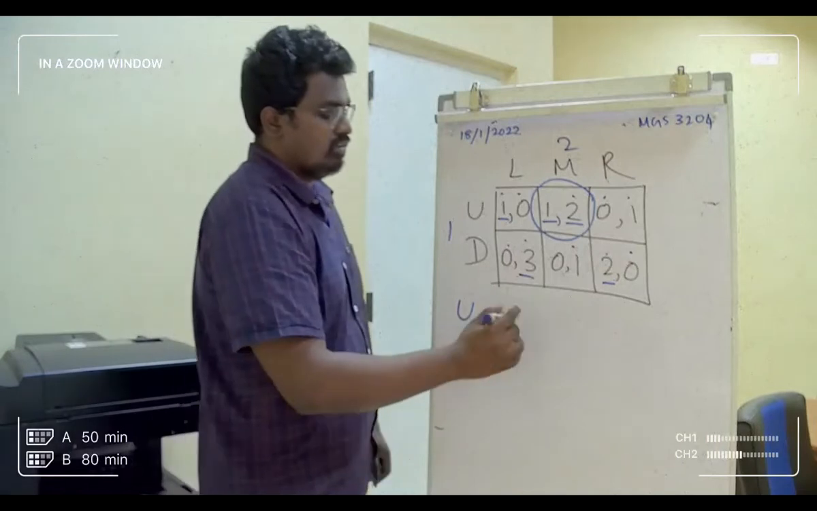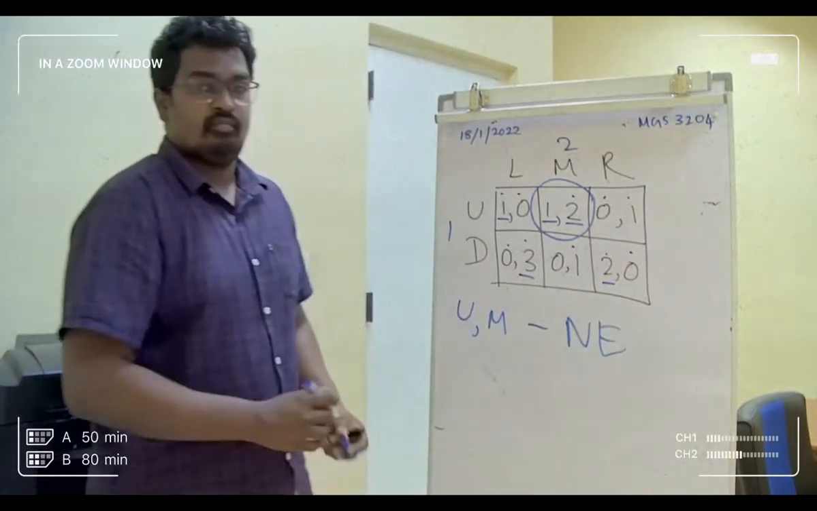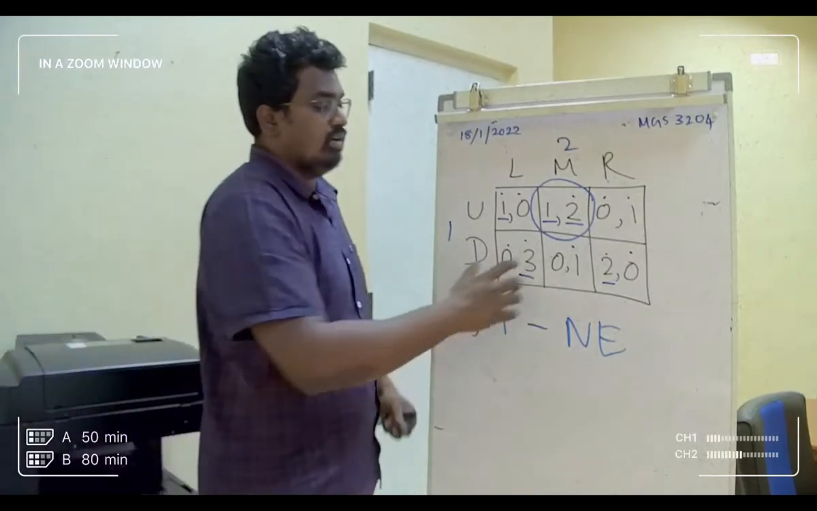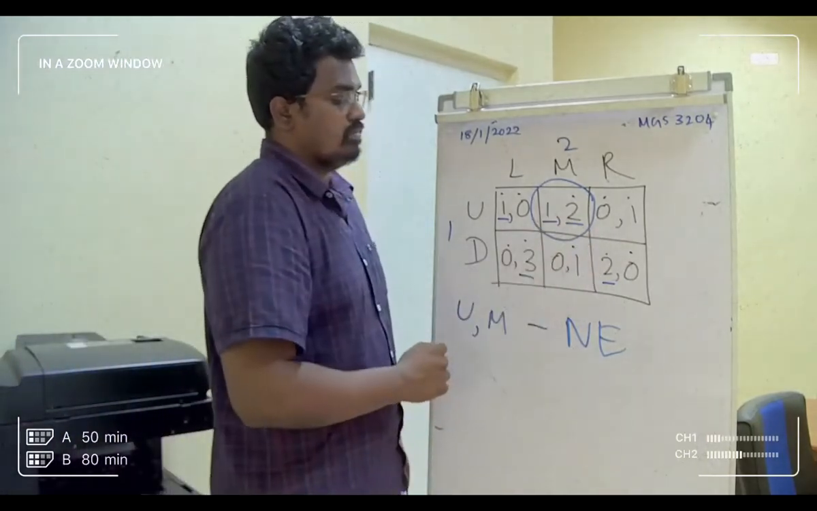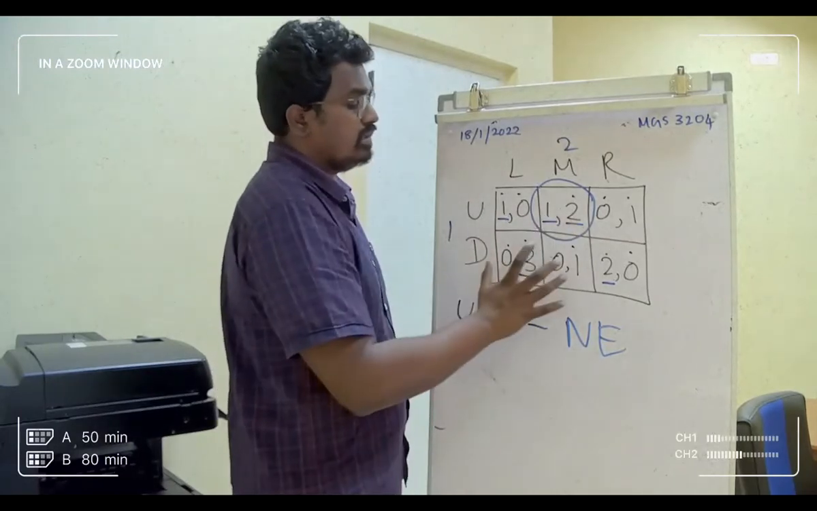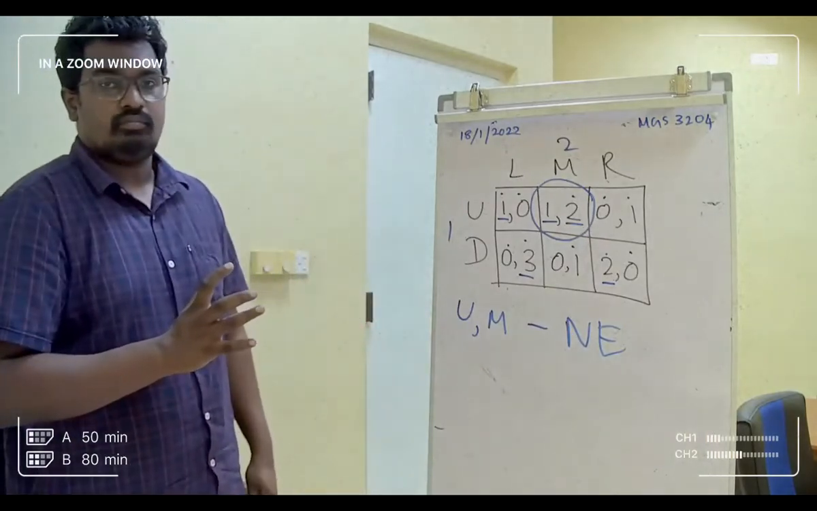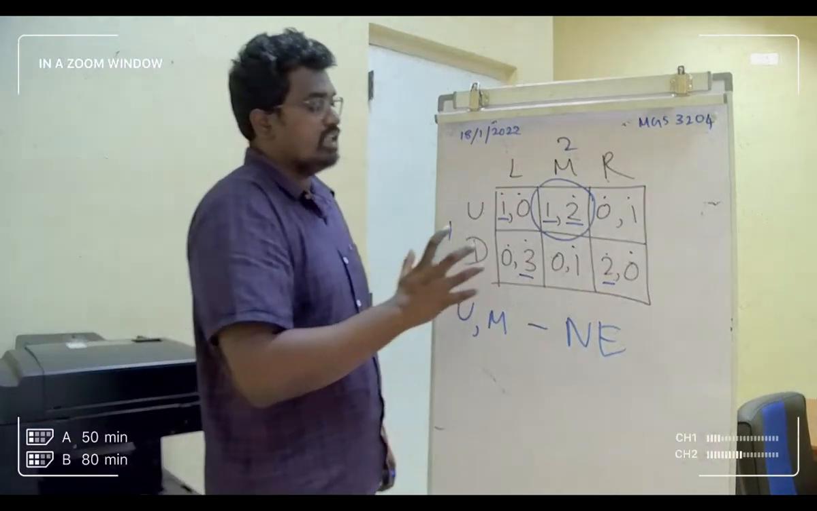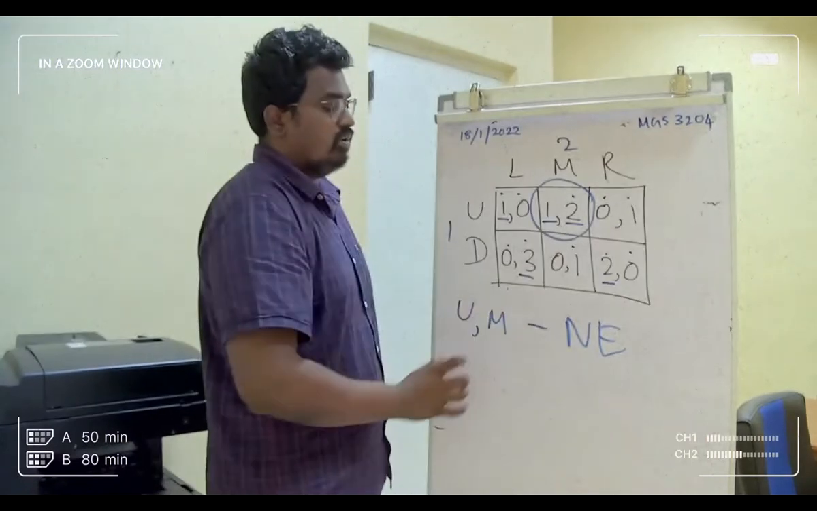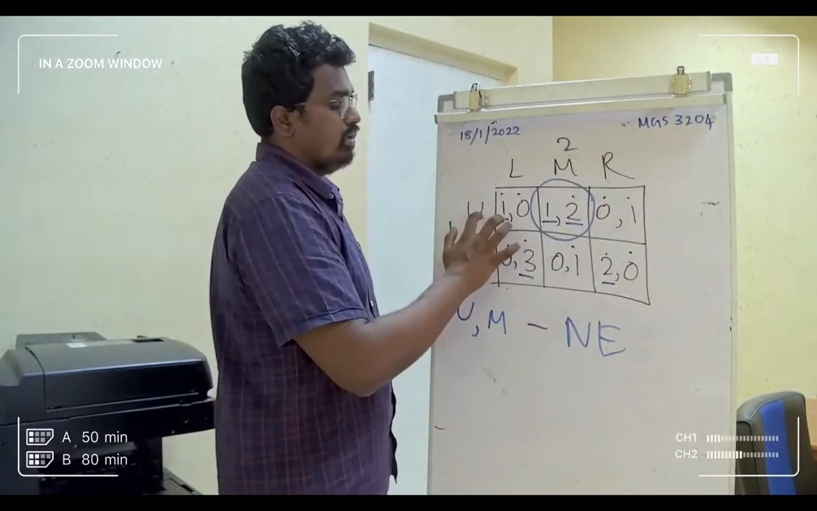This is what we call Nash equilibrium. So once both players end up in a kind of position, a kind of strategy profile, that is what we call Nash. So the Nash equilibrium for this game is going to be up and middle.